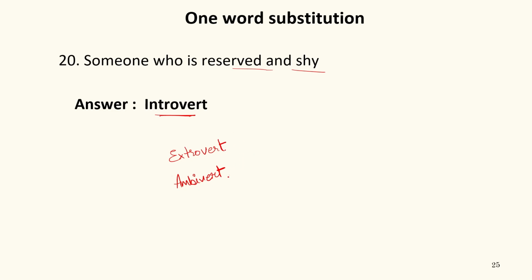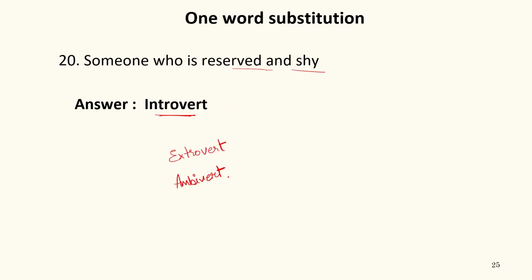Extroverts are generally small kids. Sorry, kids are generally extroverts because they speak whatever comes to their mind. Introverts are basically people who speak very less, who have very few friends. That is called introvert.